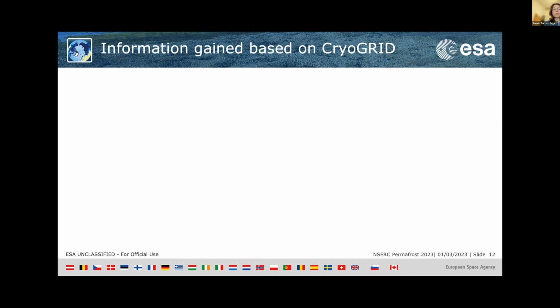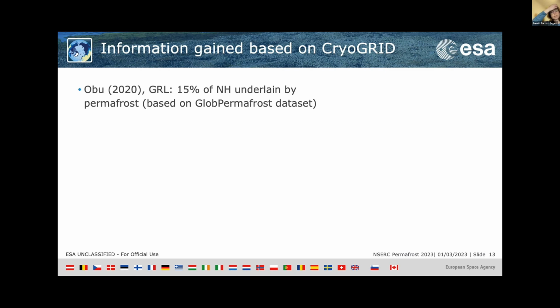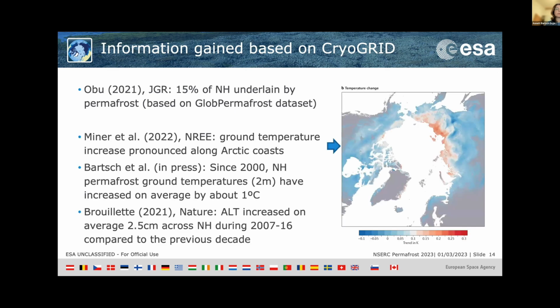So what information have we gained so far using CryoCrit within these projects? Using the original approach with the equilibrium model, we could put a number to how much area on the northern hemisphere is actually underlain by permafrost. Then these annual records have been used in several studies. For example, in the review, this ground temperature change has been derived. I've shown you before just this average number change over time. So this is the spatial pattern that we get.